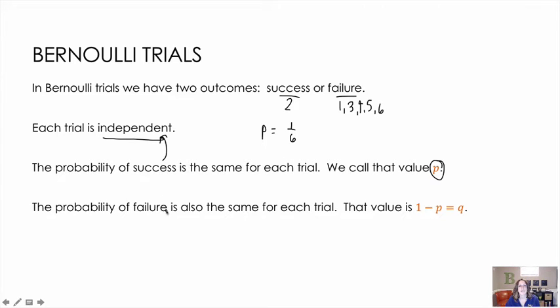The probability of failure is also the same for each trial. Again, because it's independent, that value is 1 minus P, which of course makes sense because remember it has to add up to 1. So this would be 1, 2, 3, 4, 5 out of 6. That's Q. That's the probability of failure. I wouldn't have had to add all of those up. I could have just said, well, Q is 1 minus 1/6, and that of course is 5/6. So there's P, the probability of success, and Q, the probability of failure.